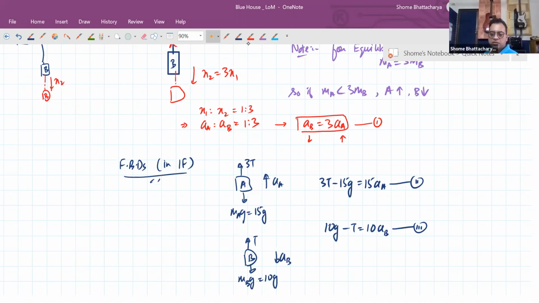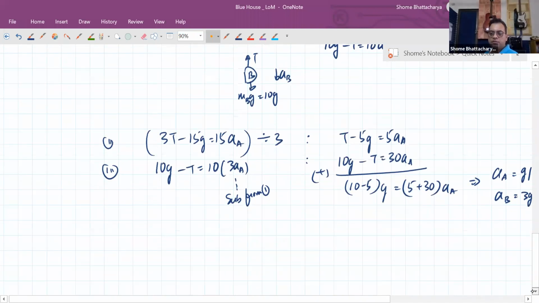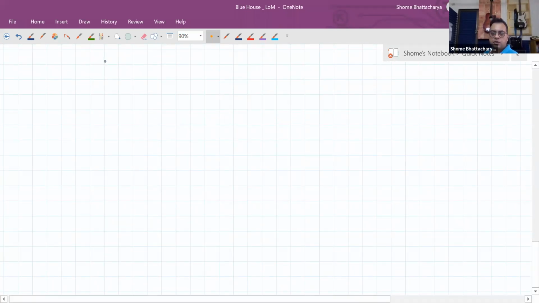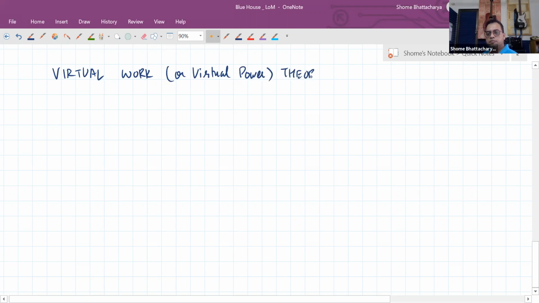Okay, next up we will discuss an alternate way of constraint relations. It's very important for your entire mechanics, actually, not just for Newton's laws, but for entire mechanics. So virtual work, or at a later stage we'll also understand virtual power, for constraint relations.